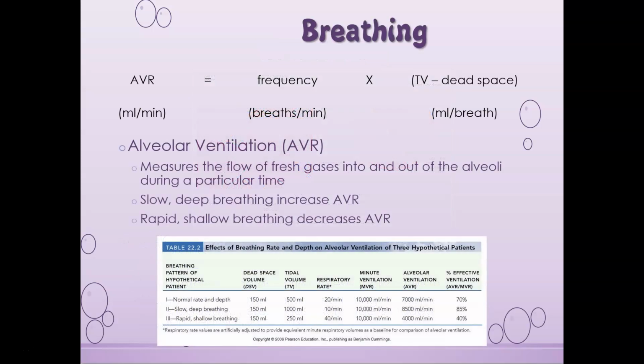So we can look at your alveolar ventilation, or your AVR. What this ends up looking at is how many milliliters of air you are actually able to take in per minute. It takes into account your frequency, how many breaths you are taking.